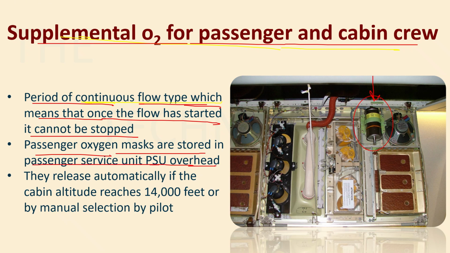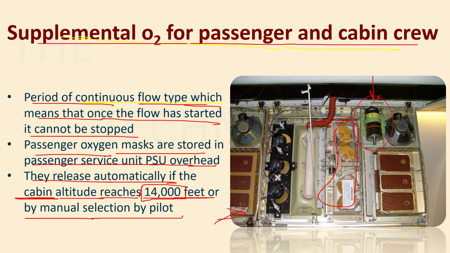PSU, as I've already told you, this is your passenger service unit, and these are your masks that are stored here. They release automatically if the cabin altitude reaches 14,000 feet or by manual selection by the pilot, right? So this is a feature. If the pilot were not able to pull the mask down, or they're not able to detect any problem with the pressurization system, then the mask will automatically drop at what? Cabin altitude of 14,000 feet.